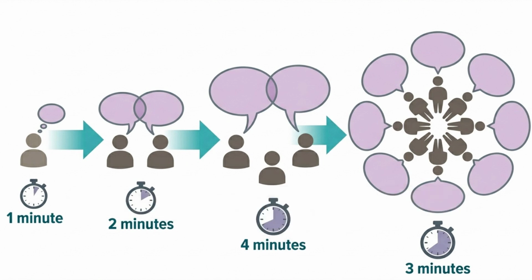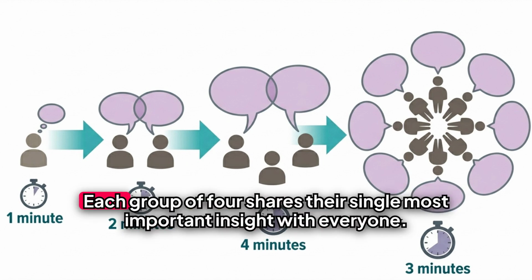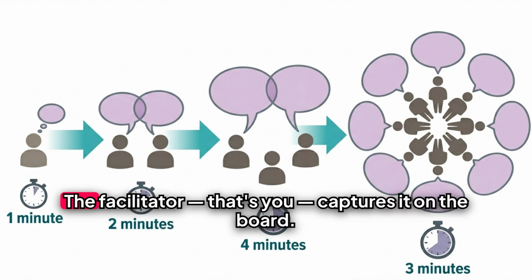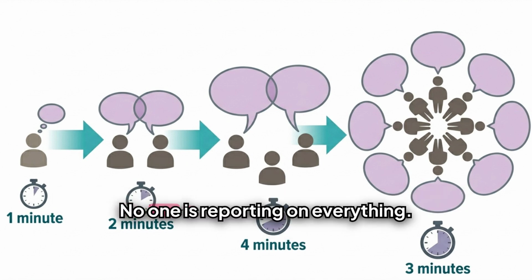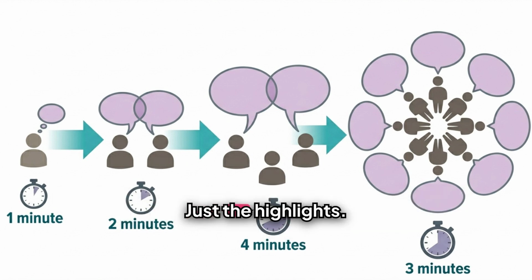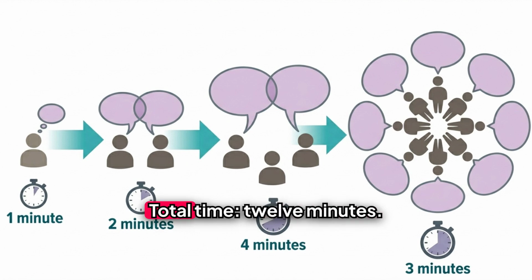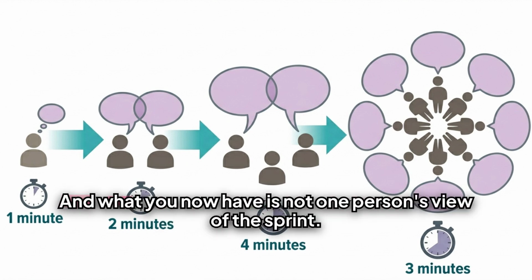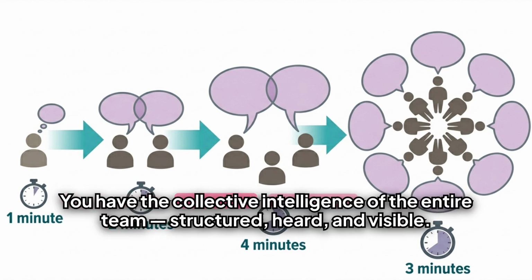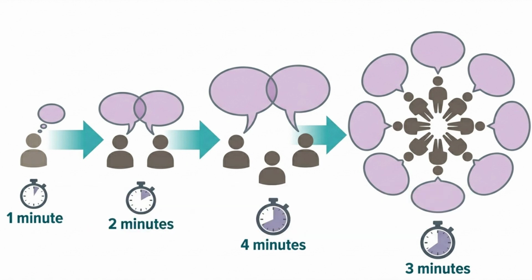Stage 4, 3 minutes, the whole group. Each group of 4 shares their single most important insight with everyone. The facilitator, that's you, captures it on the board. No one is reporting on everything. Just the highlights. The signal, not the noise. Total time, 12 minutes. And what you now have is not one person's view of the sprint. You have the collective intelligence of the entire team, structured, heard, and visible. 1 question, 12 minutes. Every voice.